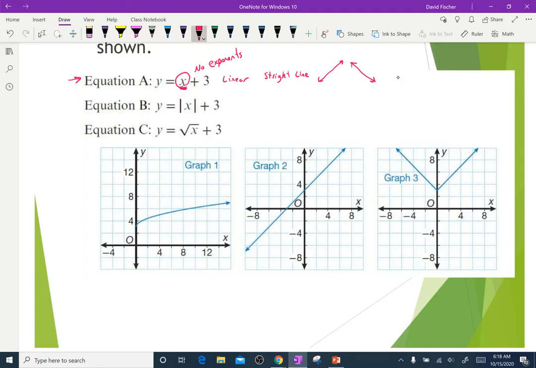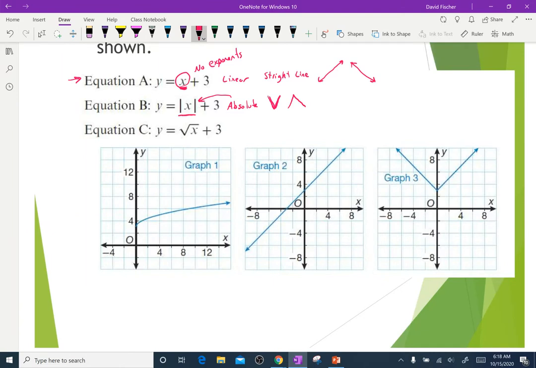Now, these are called absolute value. You solved absolute value equations, but you probably didn't graph them. Whenever I see these absolute value signs, I know it's going to make a V graph, a very distinct V. Sometimes they open upwards, sometimes they open downwards.